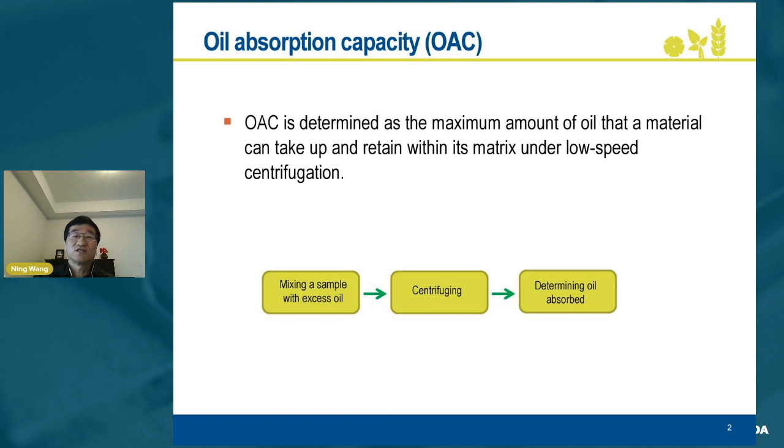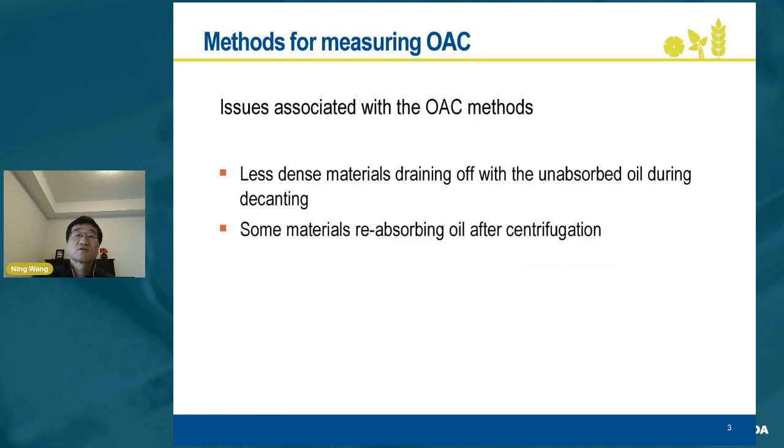So the method is very simple, straightforward. However, we observed other issues associated with those methods. So we found that less dense material drains off with the unabsorbed oil during the decanting, and some materials reabsorbed oil after centrifuge. So those issues can cause measurement error in those methods.